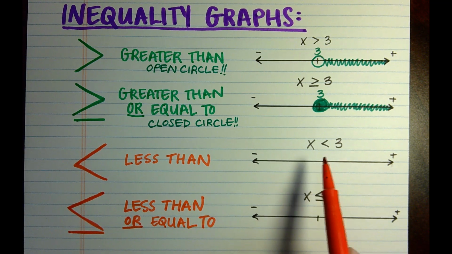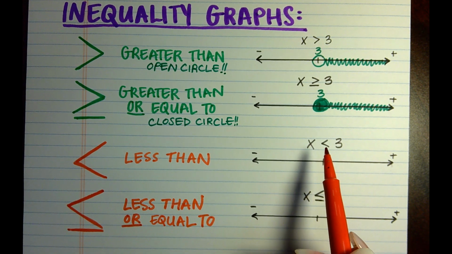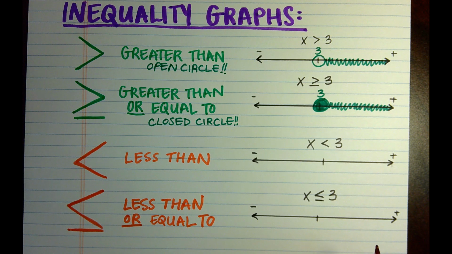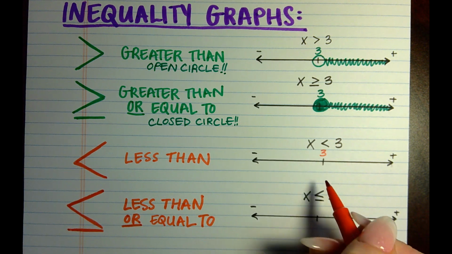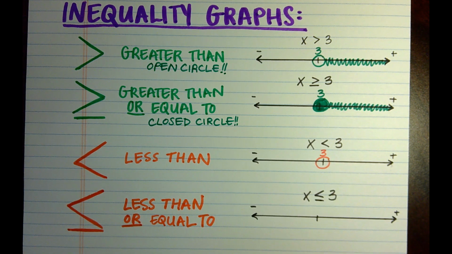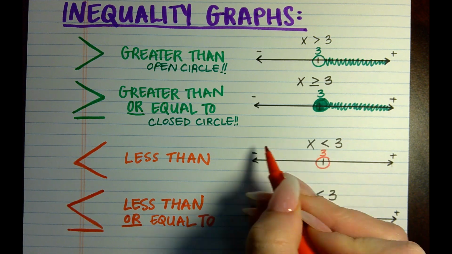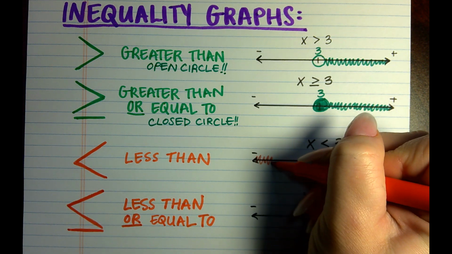So for this graph of x is less than 3, how would I label my graph? With the 3 on the tick spot. Write a 3 on the tick mark, circle it, and shade to the left for less than.